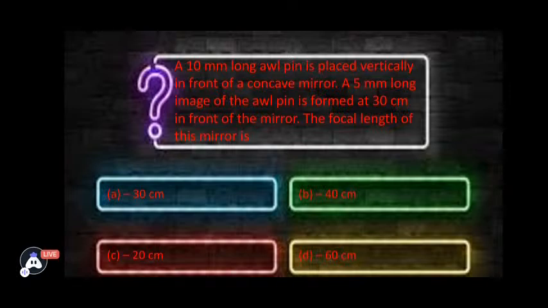See, I'll help you how you can calculate this question. If we are talking about a 10 millimeter long awl pin, that means the height of the awl pin is 10 millimeter. So the height of the object is 10 millimeter. And if I'm talking about the image, what is the height of the image? The image is, yes, it's 5 centimeter.